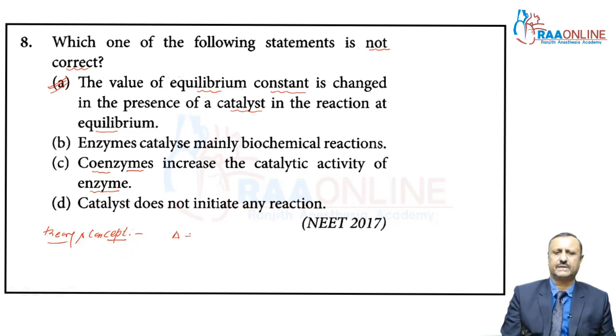When A plus B gives C plus D, this is the equilibrium condition, and if you add a catalyst, the catalyst does not alter the concentration of A or B, because my dear students, the catalyst increases the rate of the forward reaction and also increases the rate of the backward reaction. So it does not change the value of the equilibrium constant. This question was also asked in NEET 2017. This was question number 8.